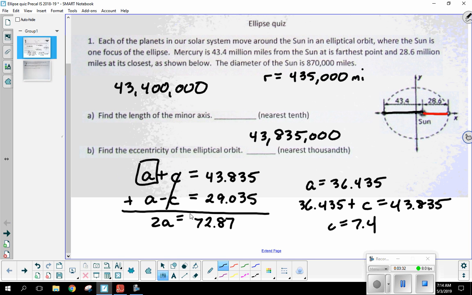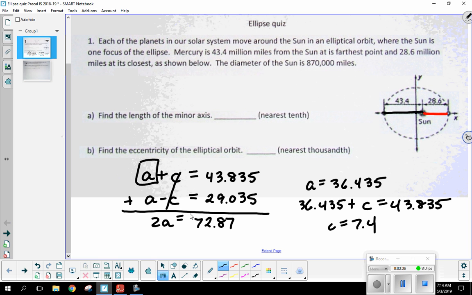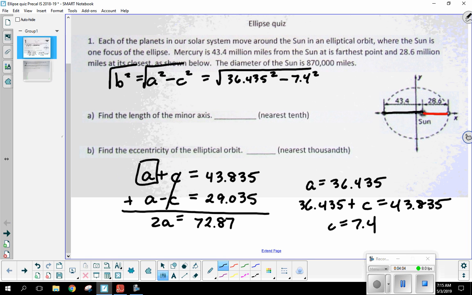Okay, so now using A and C, I can find B. So let me give myself a little more room here. Now, with an ellipse, A is the longest distance. So we have B squared plus C squared is equal to A squared. So if I'm trying to find B, B squared would equal A squared minus C squared. And of course we have to take the square root of that. So we're looking for the square root of 36.435 squared, that's A squared, minus 7.4 squared, that's C squared.